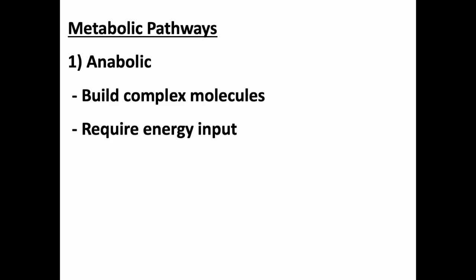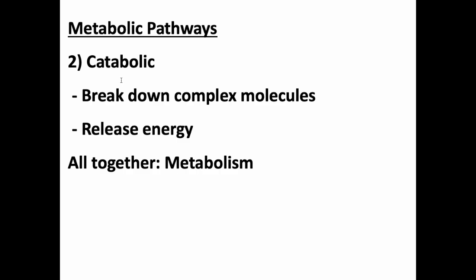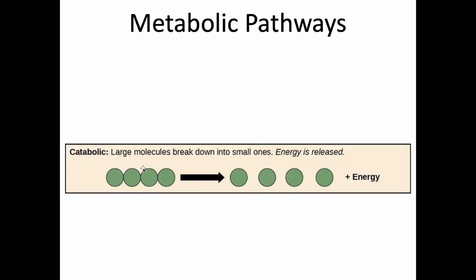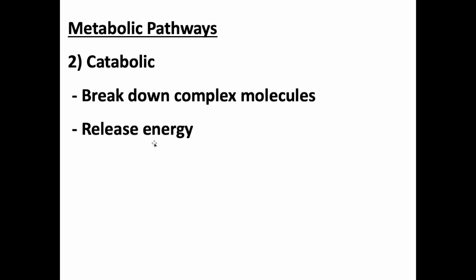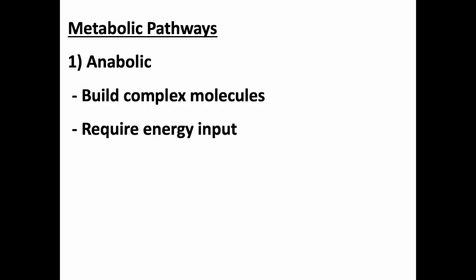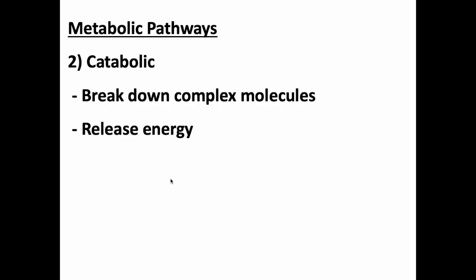Okay, the other one is, as you could imagine, the exact opposite. The other type of metabolic pathway is called a catabolic pathway. Catabolic pathways break down complex molecules and release energy. So, you got a big complicated molecule, you're going to break it into individual things. It's going to take a lot of individual steps to do that, and you're going to release a bunch of energy as a result. Anabolics build, catabolics break down.